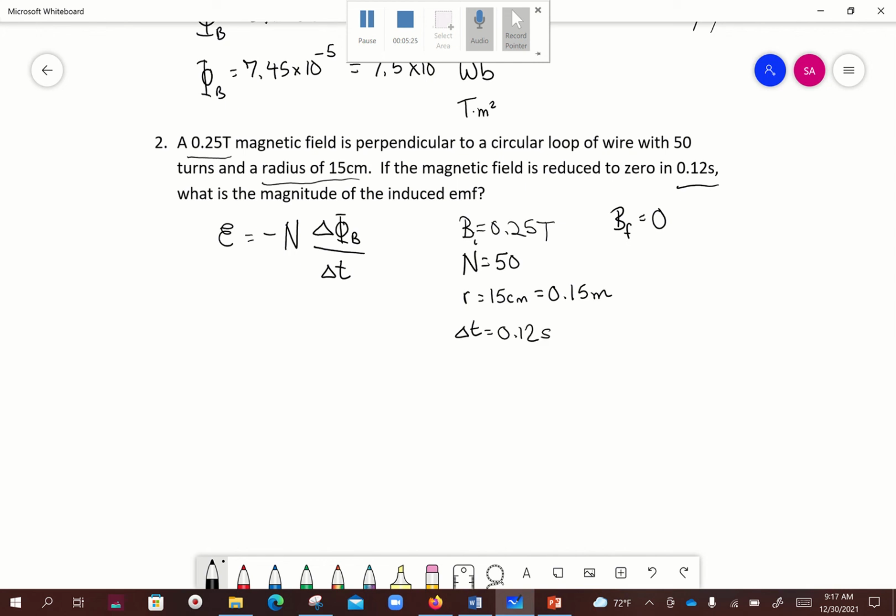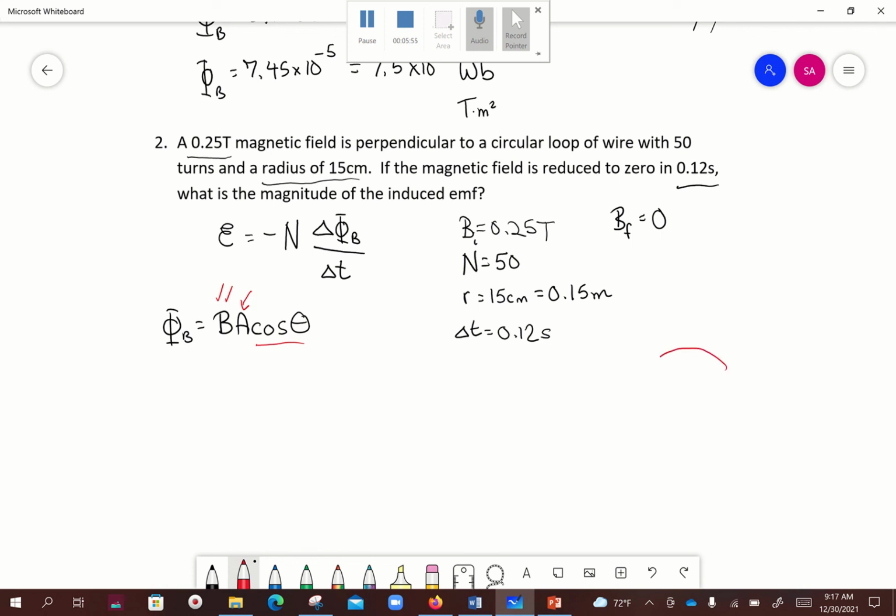Okay, so what do we have? Remember, flux is B A cosine of theta. So I've got my B initial and B final, so I can have two of those. The area, I'm given the radius, so I can find the area like I just did in problem 1, so I can get that. Do I have the angle? Well, it tells me something. It tells me that it's perpendicular to the loop of wire.